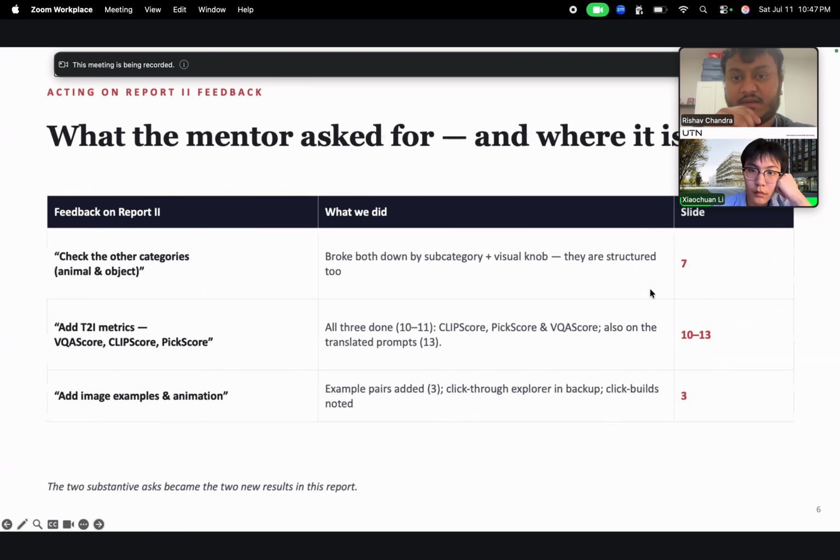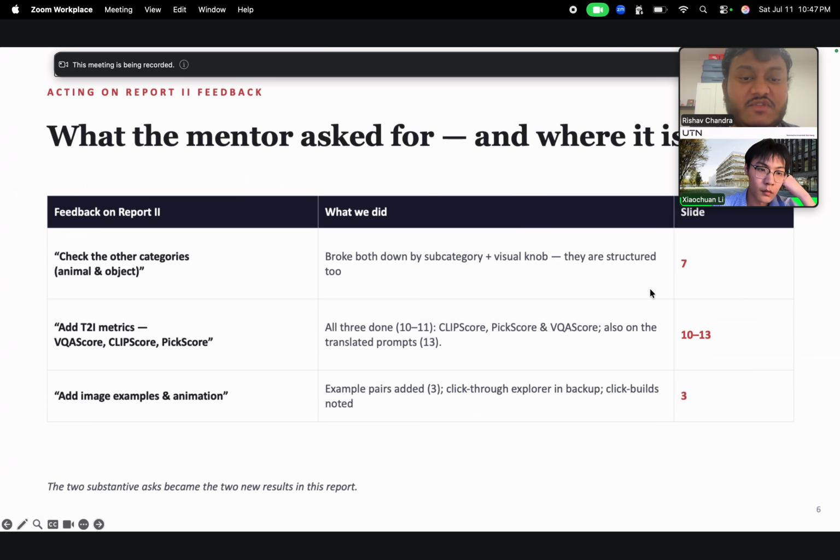Okay. Now, the feedback we got from report 2, that's us acting on those feedback. Before presenting the new findings, I'd first like to explain how we address those report 2 feedbacks. Our mentor suggested three main improvements. The first suggestion was to investigate whether the same patterns also exist in the animal and object categories instead of focusing only on the demographic data. To address this, we broke both categories into finer subcategories and analyzed them separately.